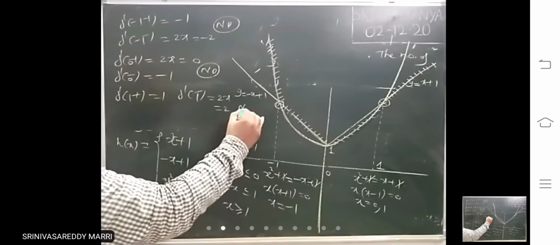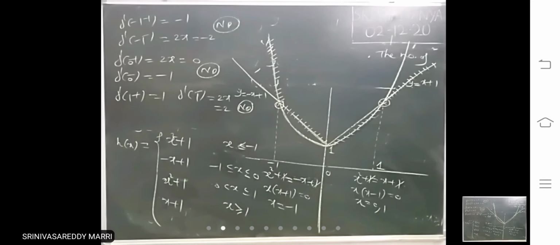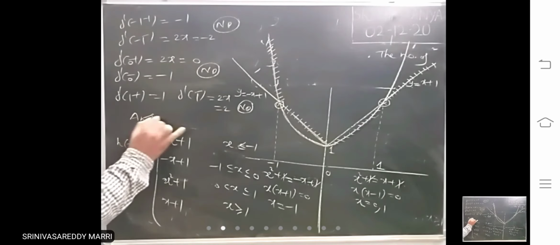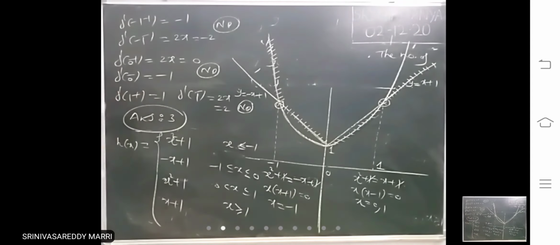That means not differentiable. So how many points are there? 1, 2, 3. So the answer is 3. Here itself you can write it from the graph.